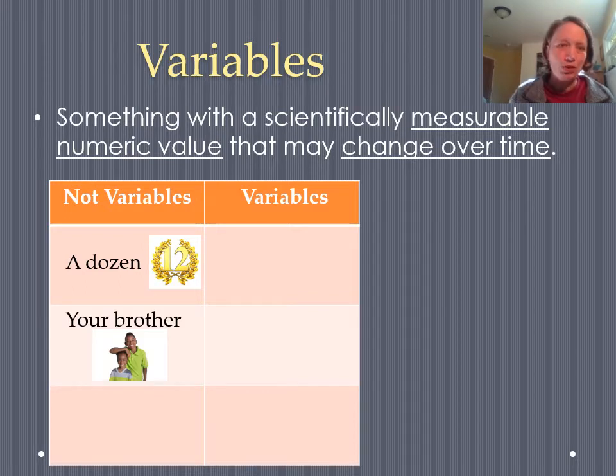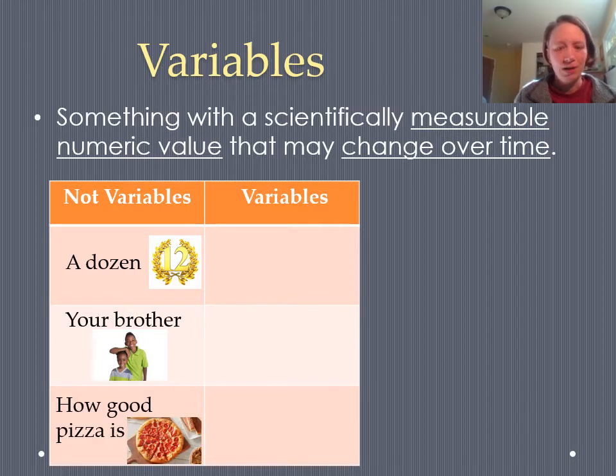Another not variable is your brother. I know that sounds silly, but over the course of the year, this is something that comes up a lot. We have word problems that are about people or animals or dogs, and people are constantly trying to make those things the variables, but those aren't changing in physics. I don't know how to measure your brother. He doesn't have a number that is associated with it, and he's not changing over time. So basically he doesn't meet any of those criteria for a variable.